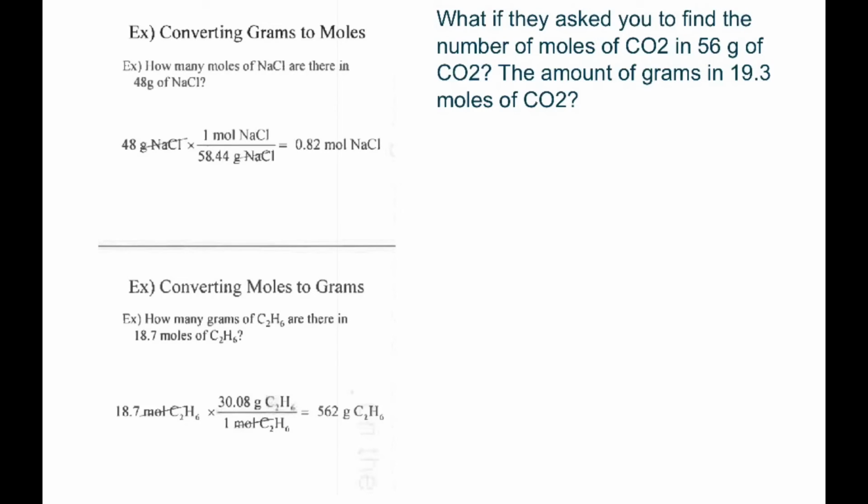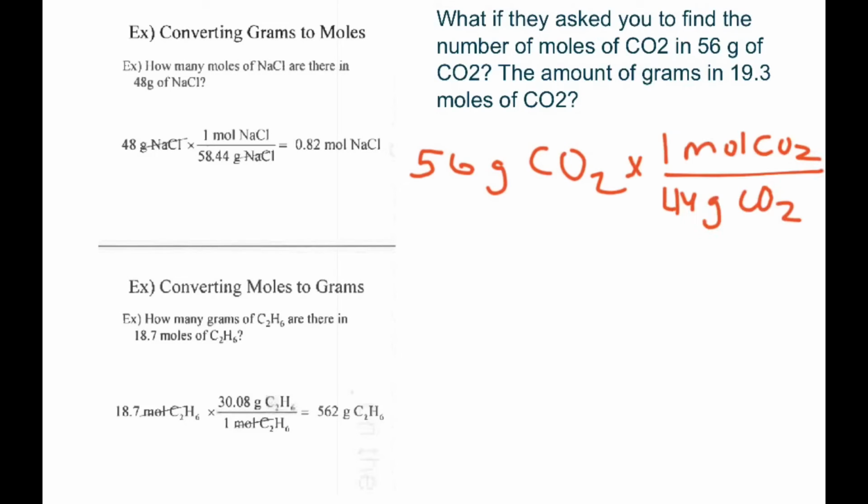So when it asks you to find the number of moles of CO2 in 56 grams of CO2, you first put the amount given, which is 56 grams of CO2. You then multiply that by the mole of CO2, which is equal to the molar mass of CO2. This gives you 1.27 moles of CO2.